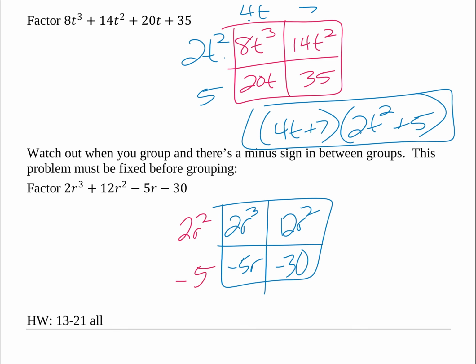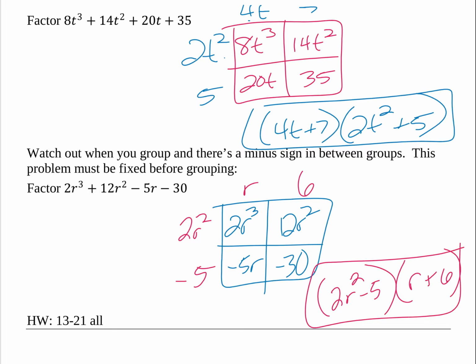And then the first column? Just r. And the last column? 6. Yeah, it's got to be 6, because 6 times -5 gives me that -30 right there. And we're done. We just got to write our answer. So 2r squared minus 5 times r plus 6, and we're done. So we've already done 3 problems, and in the time it took us to do those 3 problems, using math we already know how to do, I would still be teaching you how to do the book's method, okay? So that's how powerful this method is.